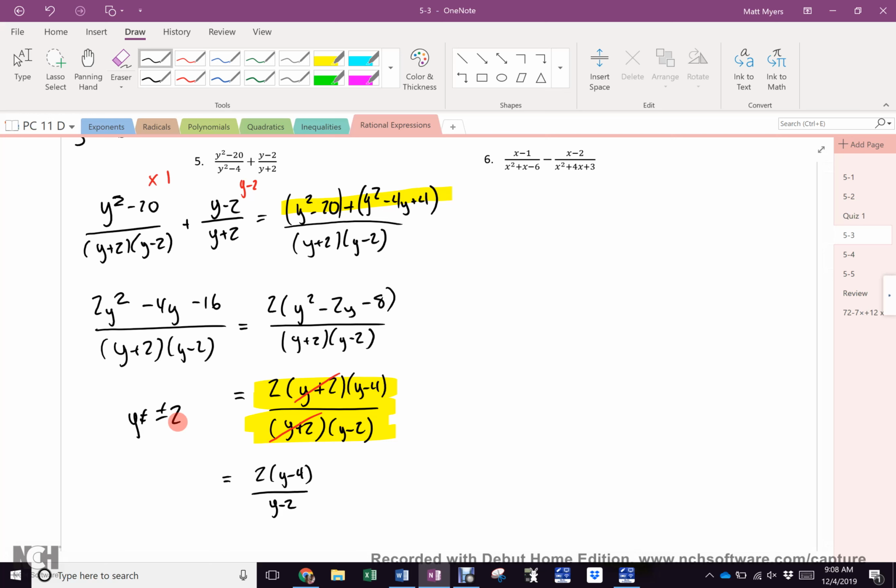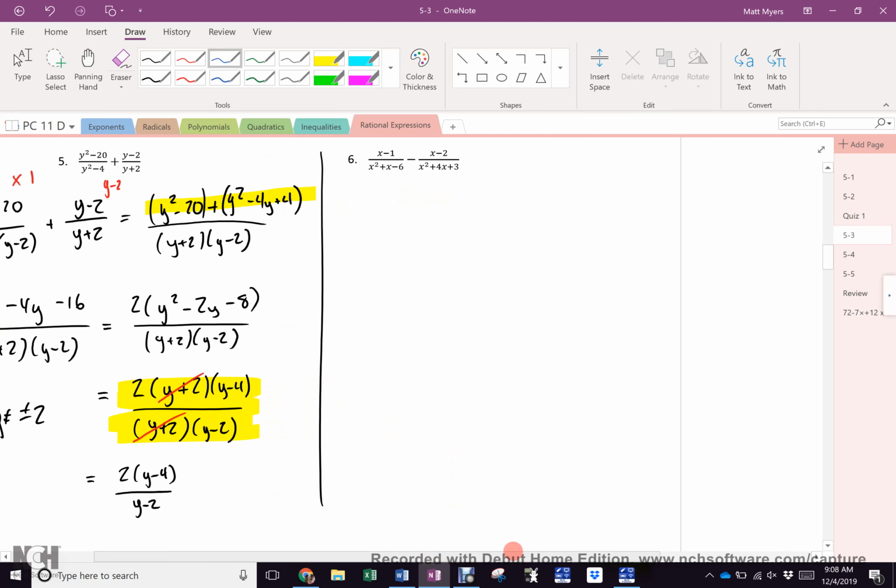Let's look at 6. Oh my... What can I do with 6? What should I do with 6? What part of 6 made me barf? The denominators, because they're ugly, but what can we do with them? Factor them. Isn't that x plus 3, x minus 2? And isn't that x plus 3, x plus 1?